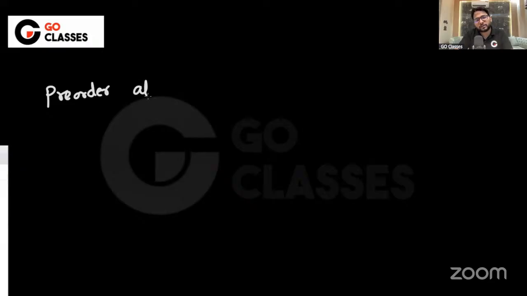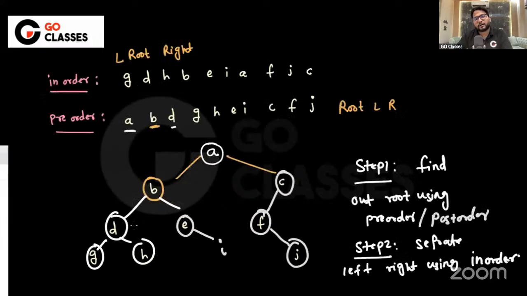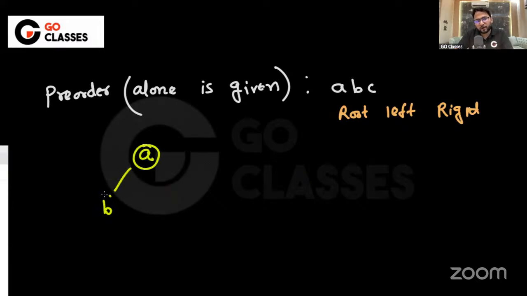Suppose I give you the pre-order alone. Pre-order alone is given to you, and suppose it is A, B, C. Now, can you make the tree? Earlier I was able to find the root here, and then I was able to separate using the in order. Now the pre-order is given to you, so can you tell me what is the root? Root, left, right. Yes, A is the root. That is correct. Now, you can say that B is on the left, C is on the right. So A, B, C, this is the answer.